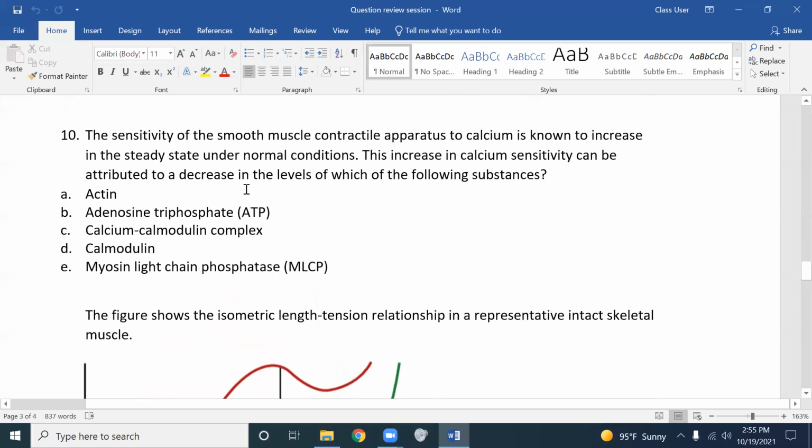Number 10, the sensitivity of smooth muscle contractile apparatus to calcium is known to increase in the steady state under normal conditions. This increase in calcium sensitivity can be attributed to what? To the activity of the phosphatase. So the answer is E.